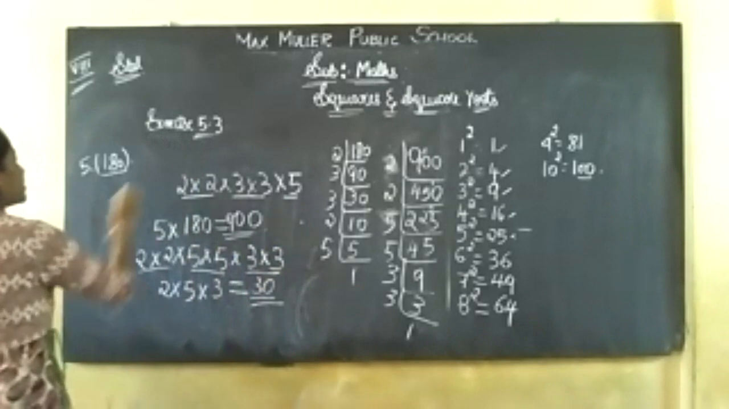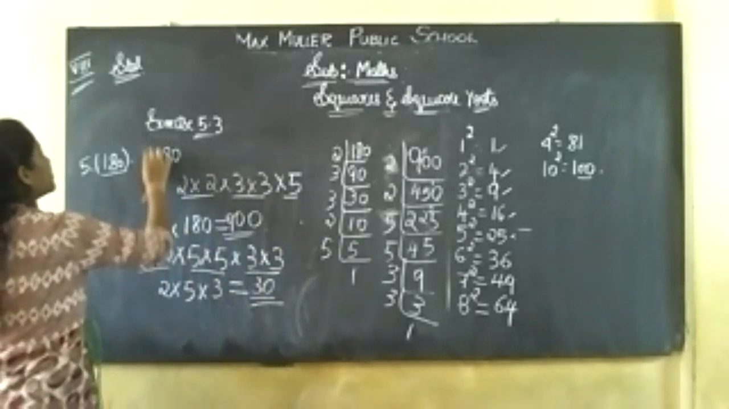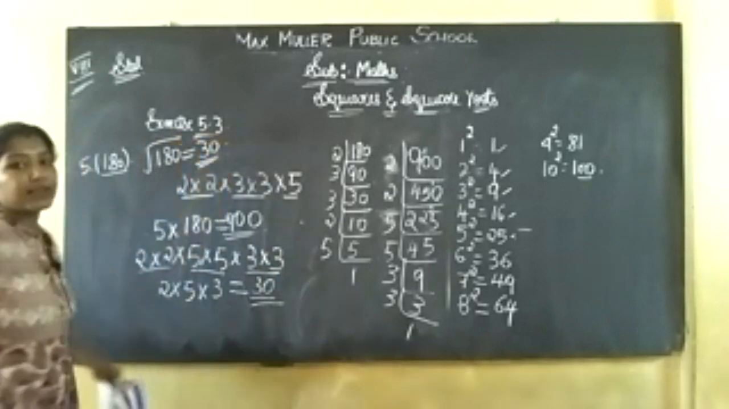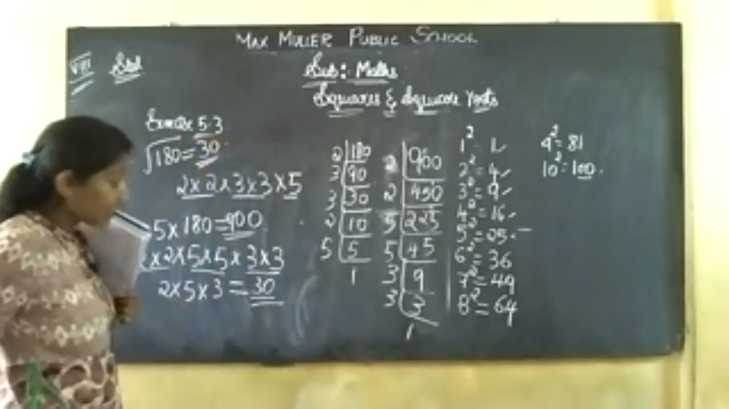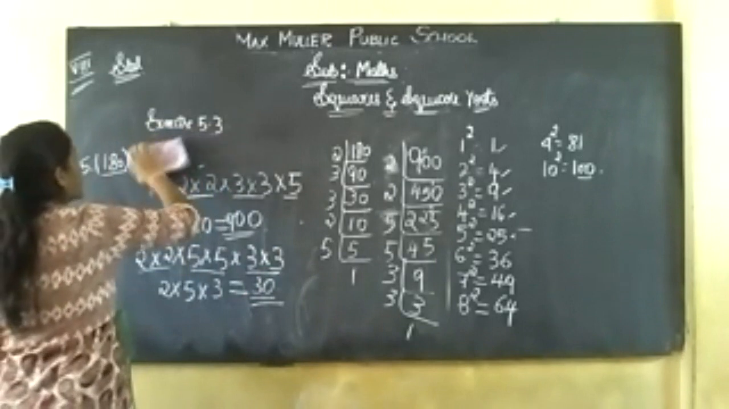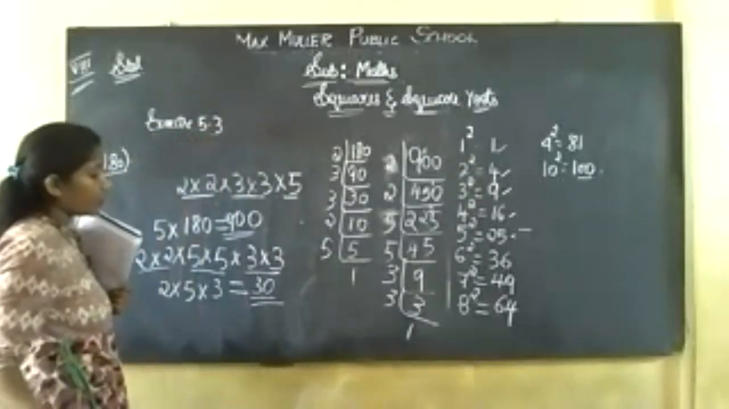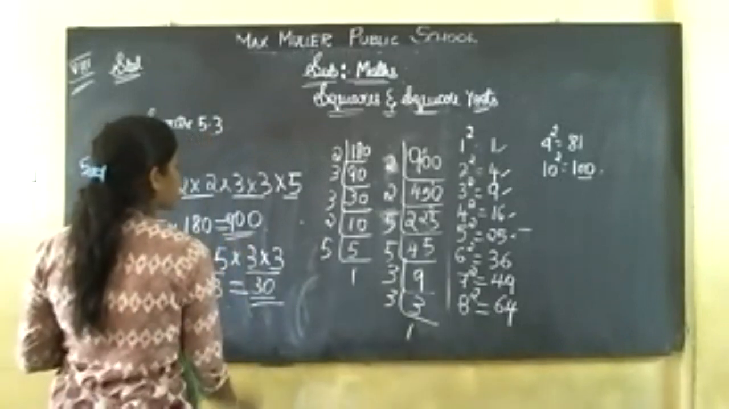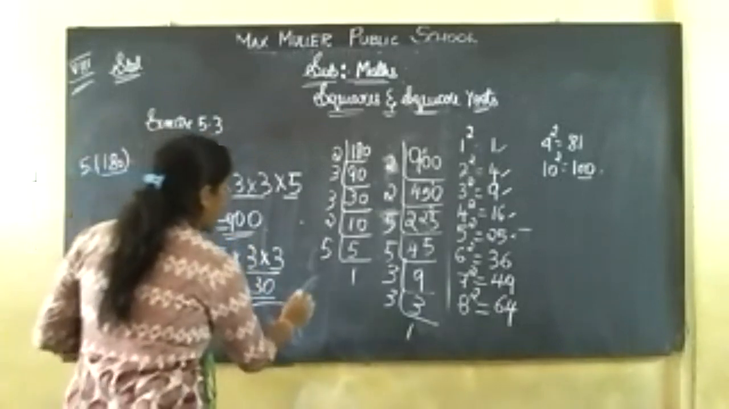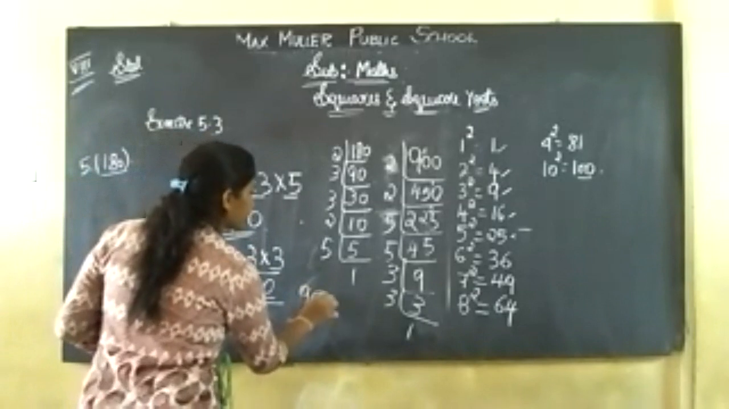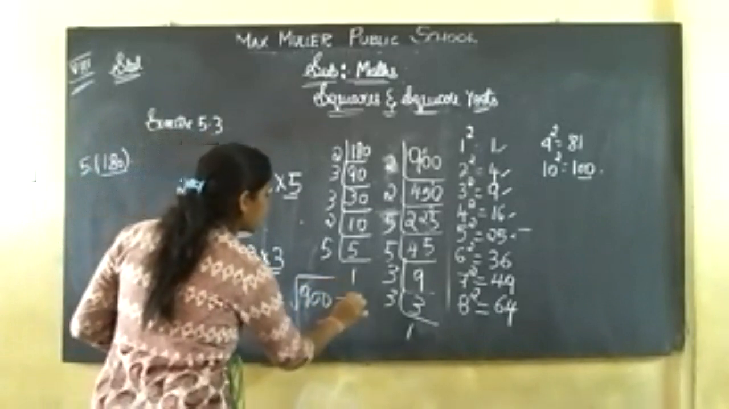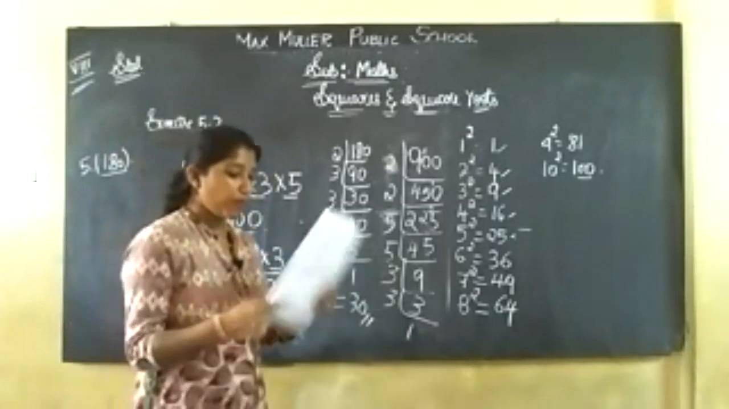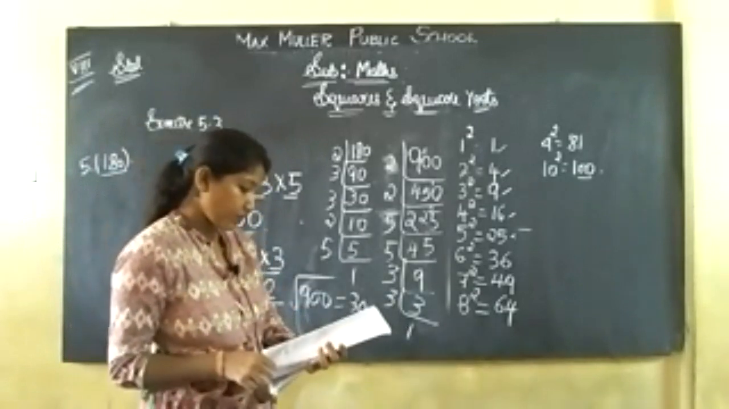The square root is 30. Sorry, not for 180. It's for 900 you are doing it, right? You didn't get a pair for 180, so 180 is not a perfect square. 900 is a perfect square, and for 900 it is 30. Understood, students, how to do it now?